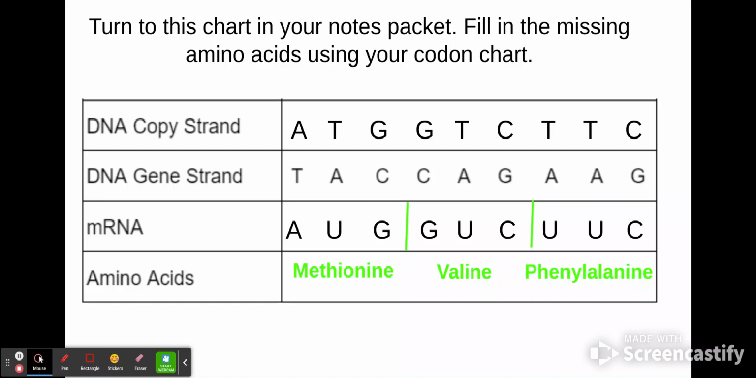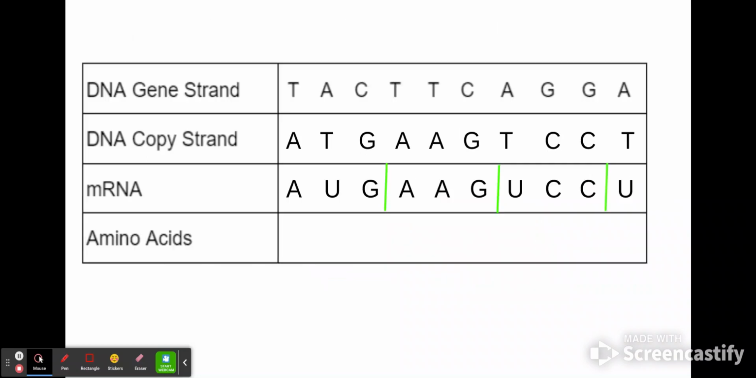Okay? And then we have phenylalanine, PHE, okay? In our second example here, I accidentally included an extra letter. Just ignore that last U at the end. But we should have methionine because that's our start. Lysine, or LYS, and then serine, SER.